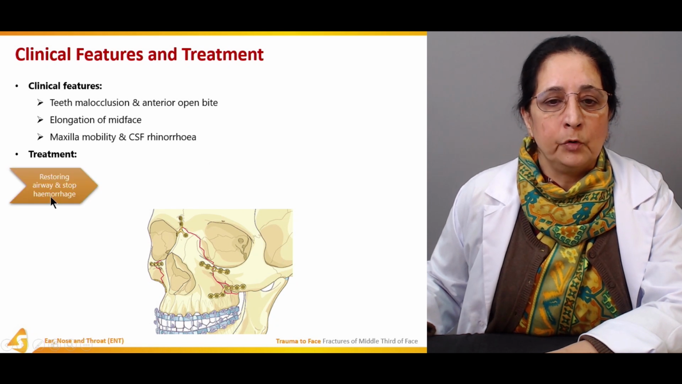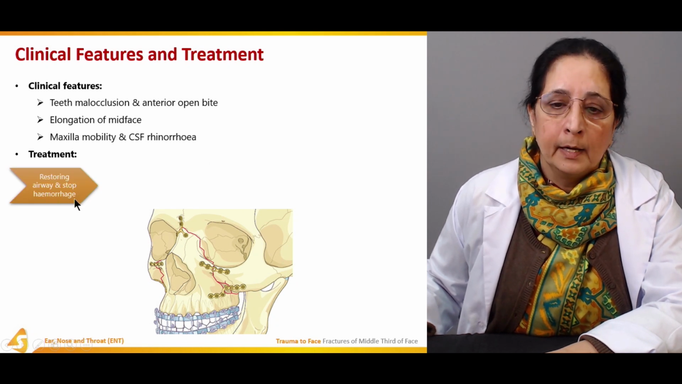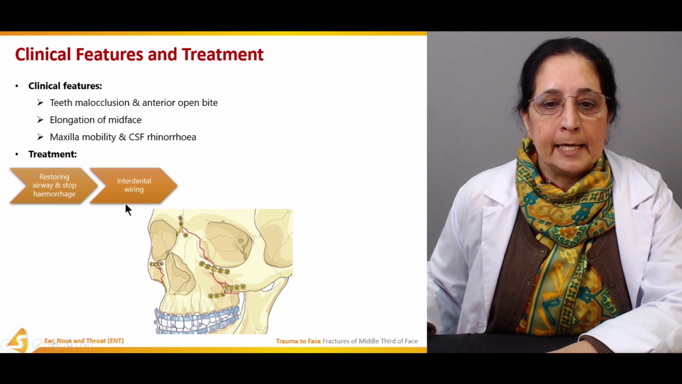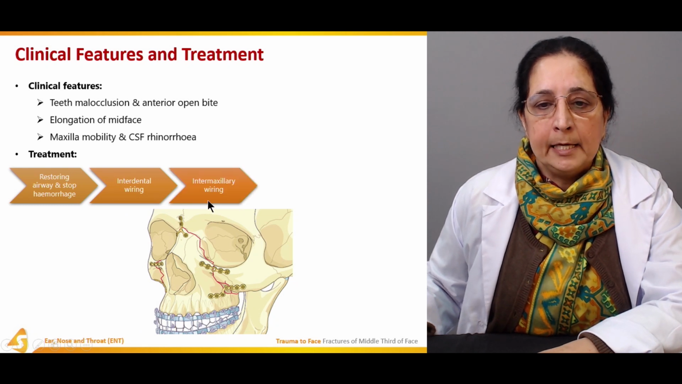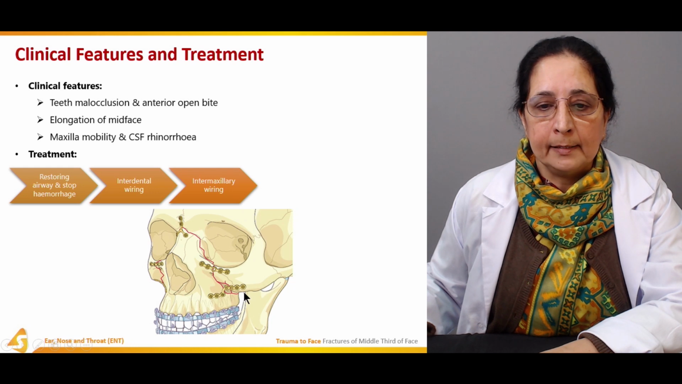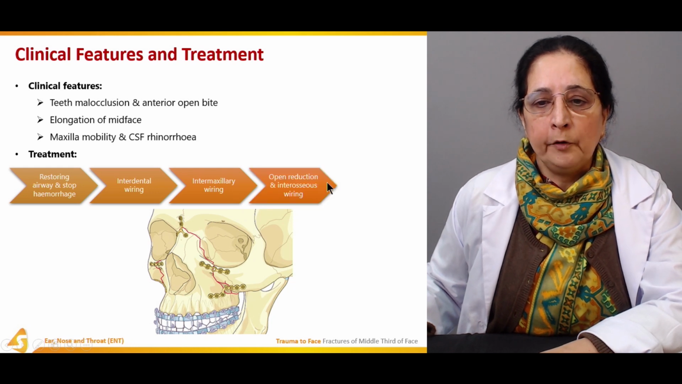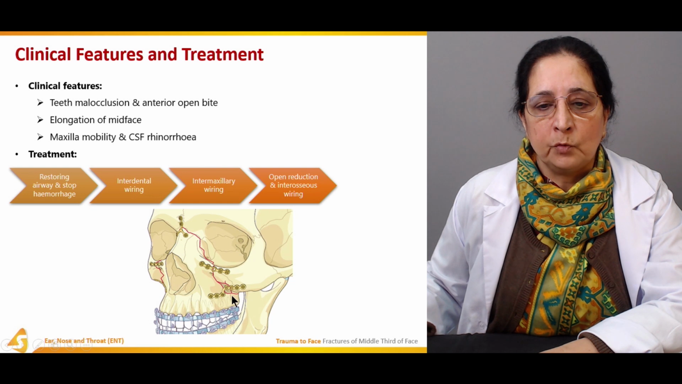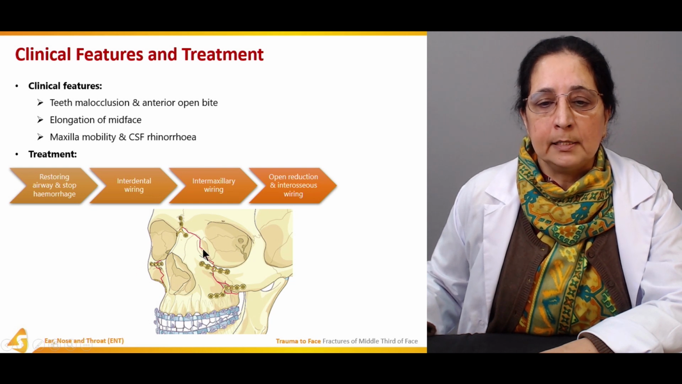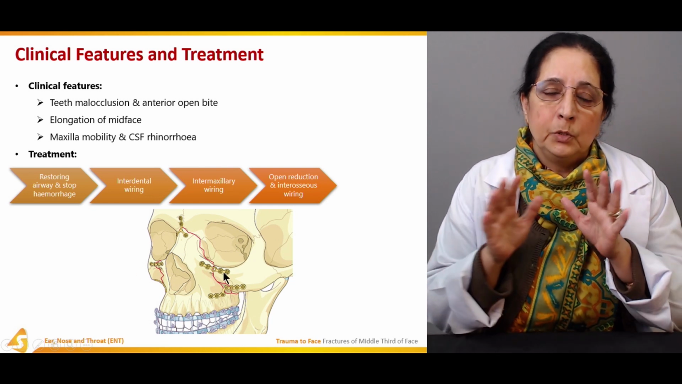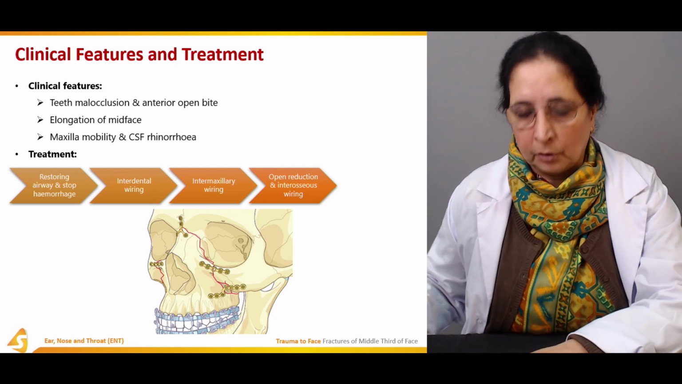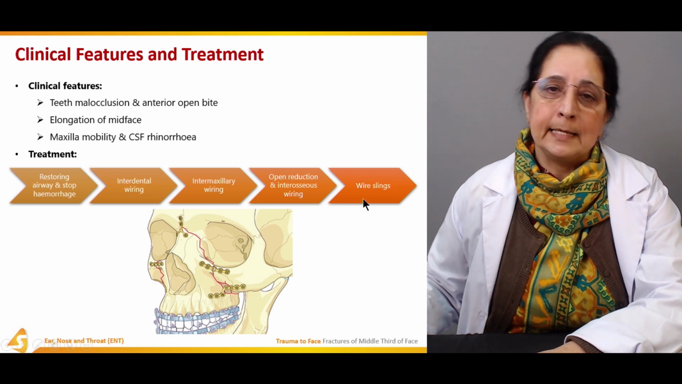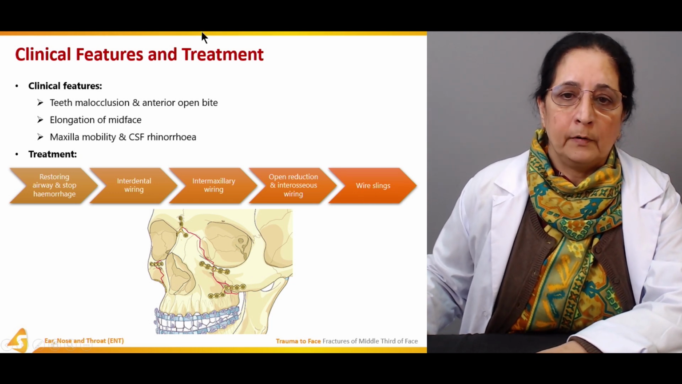Treatment is restoring the airway and stopping hemorrhage, interdental wiring between the teeth to keep them in place, intermaxillary wiring, open reduction, and interosseous wiring. So all these are different types of wiring done to connect the different pieces of the bones which are damaged or fractured. And wire slings can also be used for the treatment.